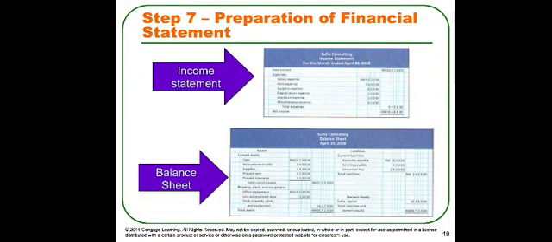Okay, so this is the output of financial accounting. The output of financial accounting is the financial statement. You have done the process from step 1 to step 6, and the output from the process is step 7, the preparation of the financial statement.